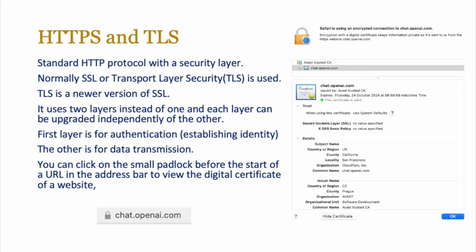Normally, if you click the small padlock before the start of a URL in the address bar, you can view the digital certificate of a website. So in this case, I've got chat.openai.com, and if I click that particular padlock in Safari, I can see the details of the security certificate, and you can see on screen that SSL is probably the main one it's using as well. And you can delve a bit deeper on who issued it, where it came from, what's the validity date, all sorts of information is present here.